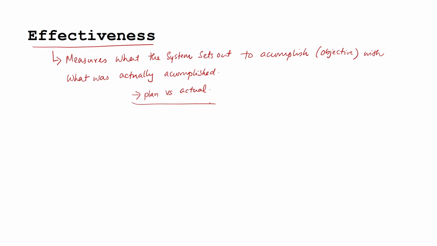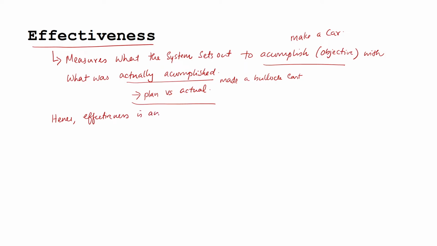The plan versus actual. So, let us say for example, the objective was to make a car, and what we actually accomplished was, I would say, made a bullock cart. So, yes, you created a mobility device, but you did not make the car. So, you are not very effective. The plan was to make a car, but actually you ended up making a bullock cart. So, that is what you call as the effectiveness. So, hence effectiveness is an output measure.